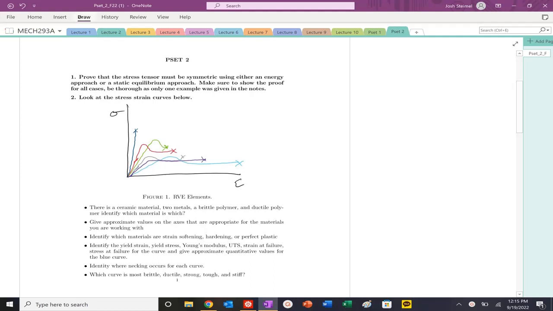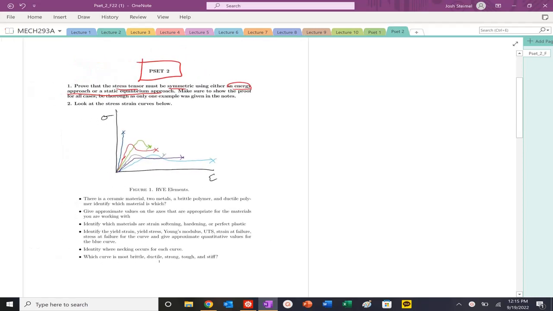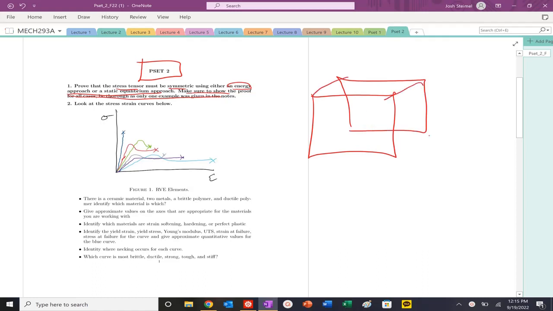And we are back, and we are going to now go through our solutions to Pset 2. For the first problem, we're asked to prove that the stress tensor must be symmetric using either an energy approach or a static equilibrium approach. The energy approach is a little bit boring to me, but you can go. I want to solve this using a static equilibrium approach because I think that's very unique, and there are not many videos or notes that go through it really rigorously.